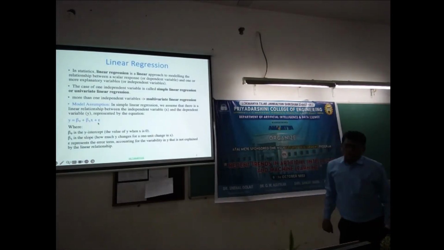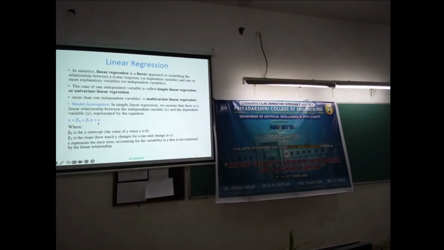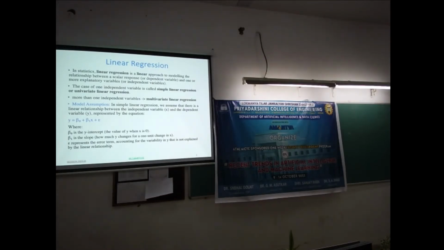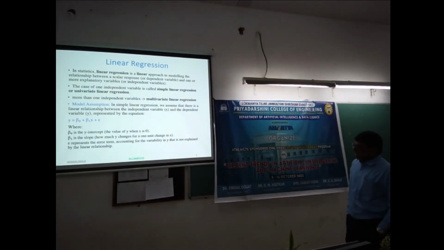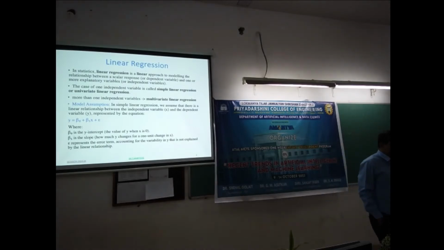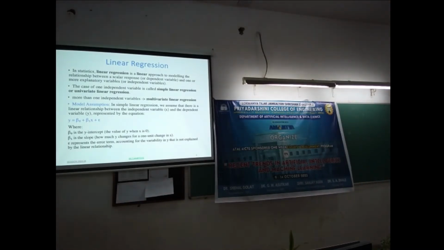Now there is one more quantity, epsilon, that is the error, that usually we do not talk about, but it is worth mentioning. So beta 0 is the y-intercept and beta 1 is the slope, and epsilon represents the error term accounting for the variability in y that is not explained by the linear relation. Now it is very interesting to know why this epsilon is contributed here.